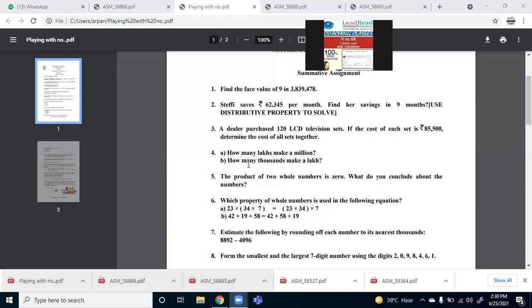So let's move to question number 4. Hriday's part is over. Hriday has told question number 3. So let's move to question number 4. How many lakhs makes a million? That is question number 4. So who wants to answer? Just raise your hands, everyone, so that I can choose.